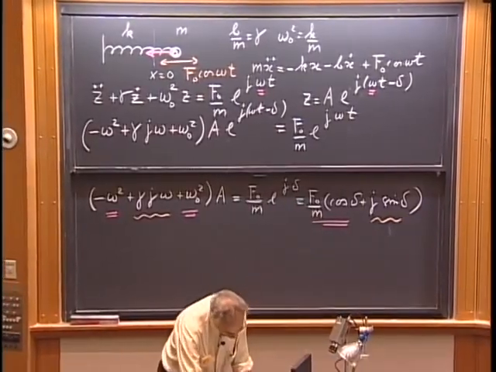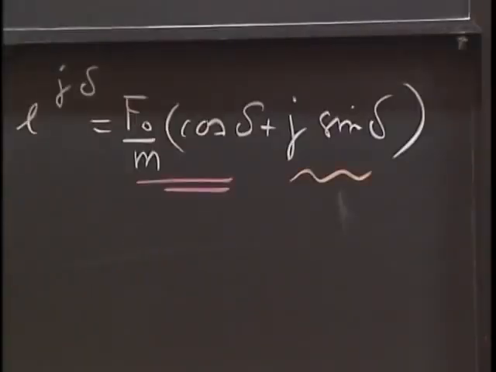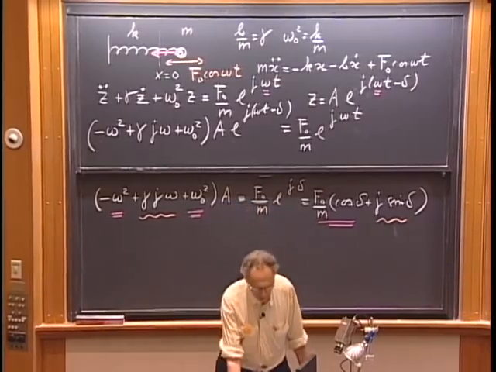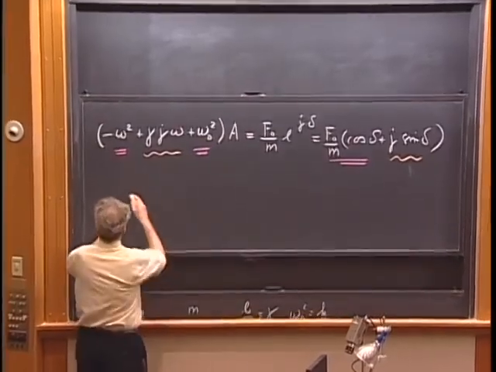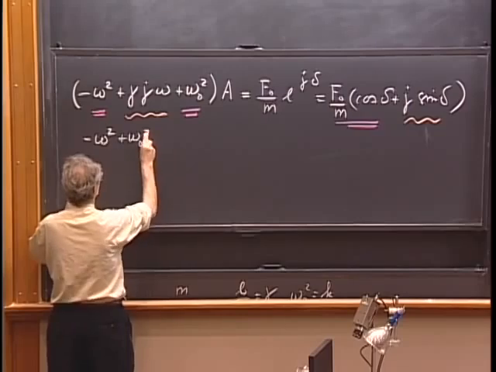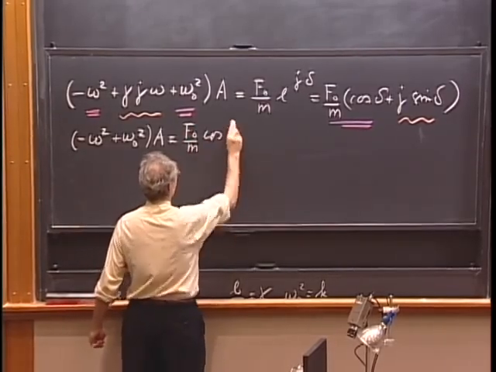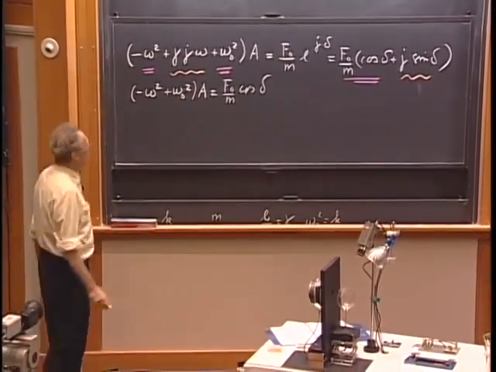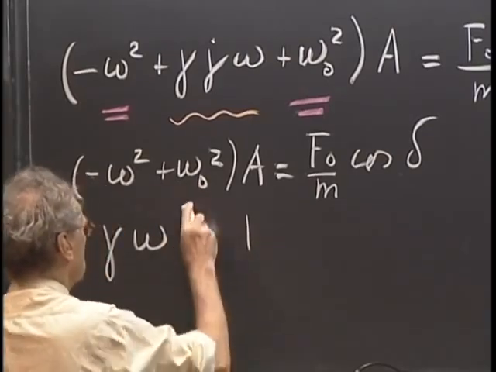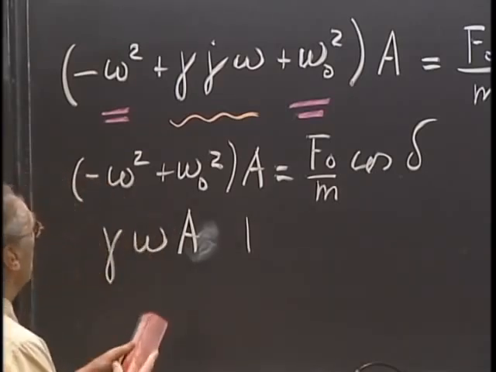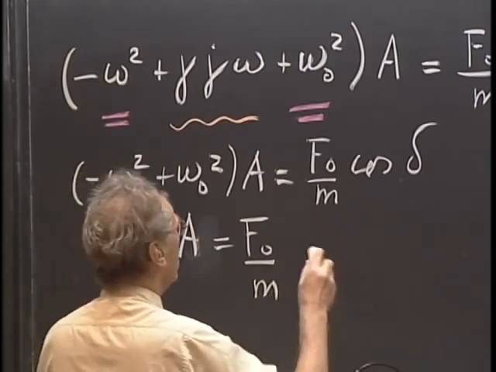And so for this equation to always hold at all moments in time, the apples on this side must be equal to the apples on that side, and the oranges on this side must be equal to the oranges on that side. So it looks like one equation, but it really is two equations. So we now get that minus ω squared plus ω0 squared times A must be equal to F0 divided by m times the cosine of delta. Apples on both sides are equal. And now we get the oranges on both sides. Gamma omega times A equals F0 divided by m times the sine of delta.